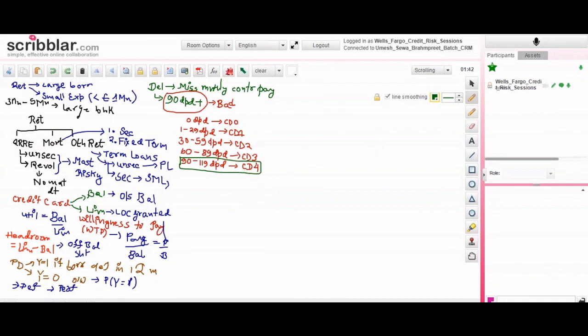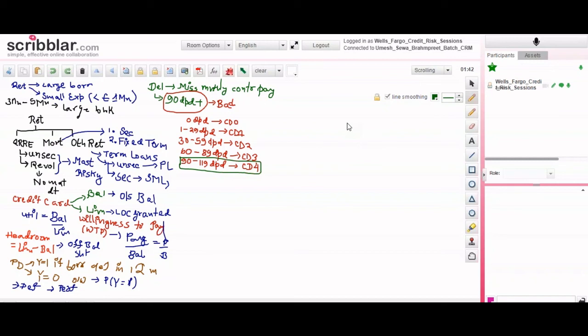Umesh has a question: what if the borrower has not defaulted at all in the past? If the borrower has not defaulted at all in the past, he remains a non-delinquent borrower. Umesh, just think about a bank's portfolio. Every borrower will not be defaulting. If everyone defaults, then the entire portfolio is gone for a toss. 90 days past due is a characteristic which will be satisfied by some borrowers.